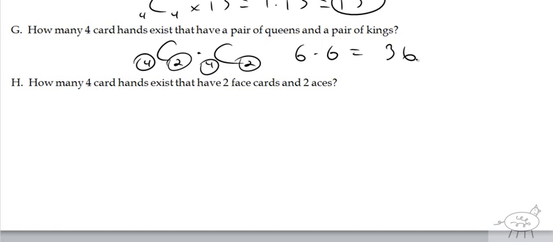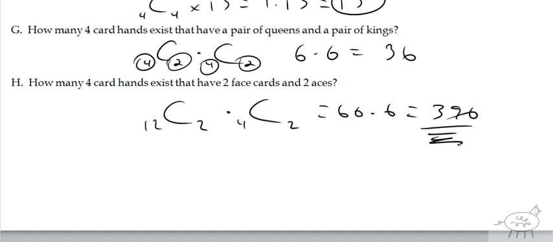All right, and last one. How many 4-card hands exist that have 2 face cards and 2 aces? Well, it's 12 face cards, and I'm picking 2, and 4 aces, and I'm picking 2. So it gives you 66 times 6. Ooh, the evil number, equals 396.